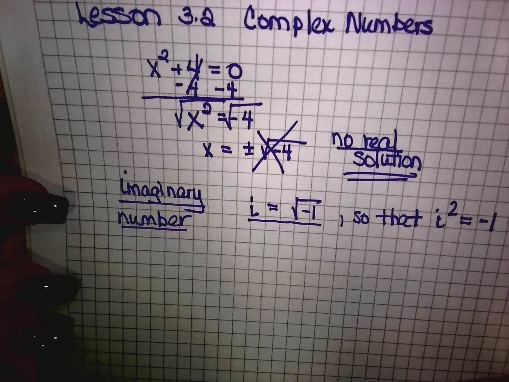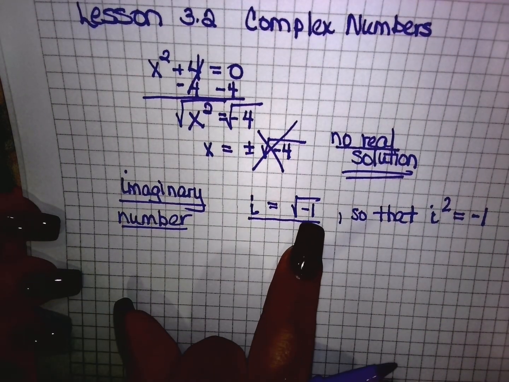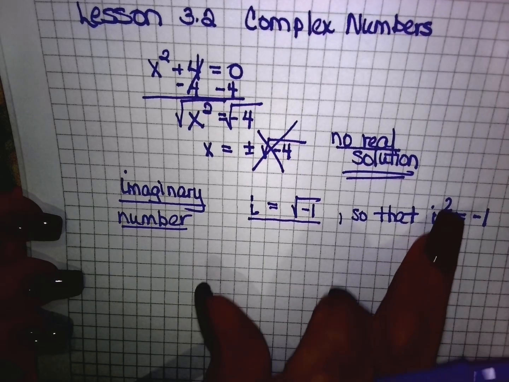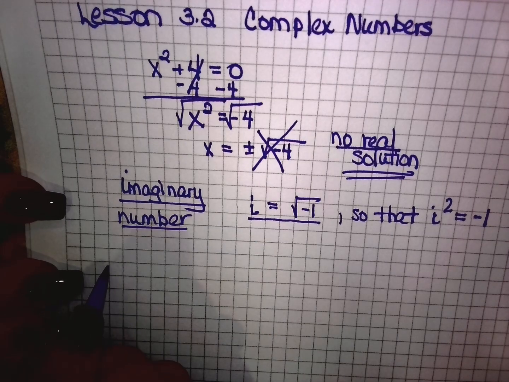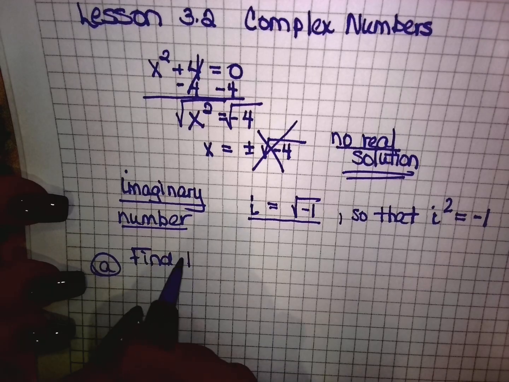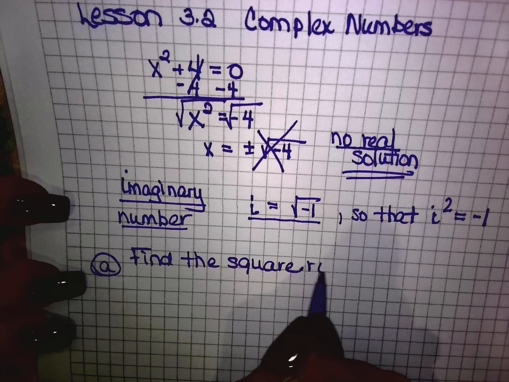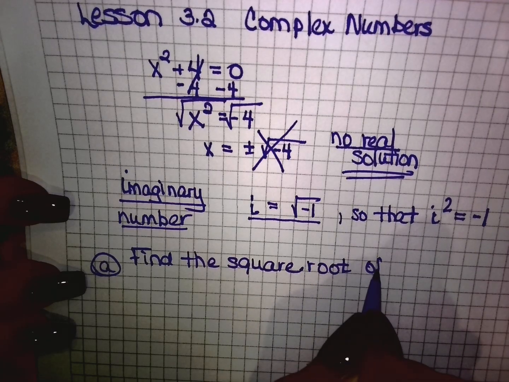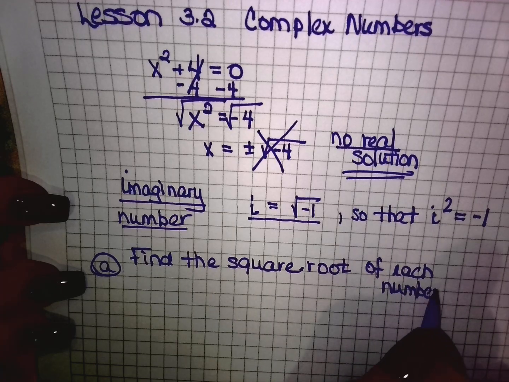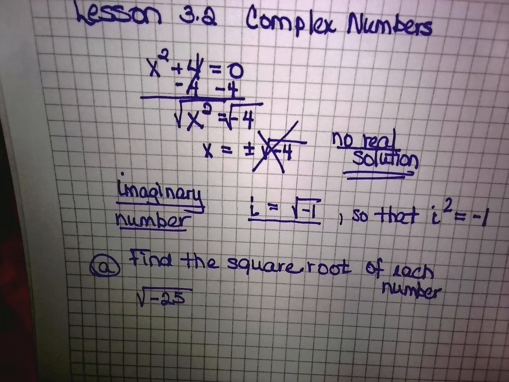Okay? So now that we have this situation where little i equals the square root of negative 1, or this particular little i whose value when you square it is negative 1, we're able to do a lot of problems. We can find, for example, the square root of these numbers here. So find the square root of each number. We have the square root of a negative 25.